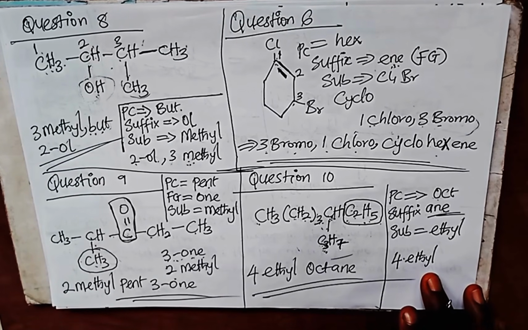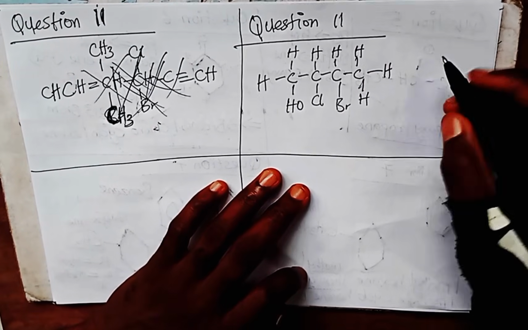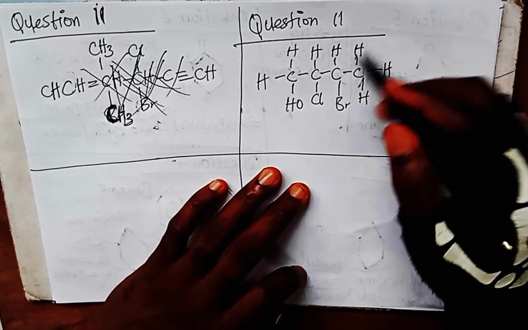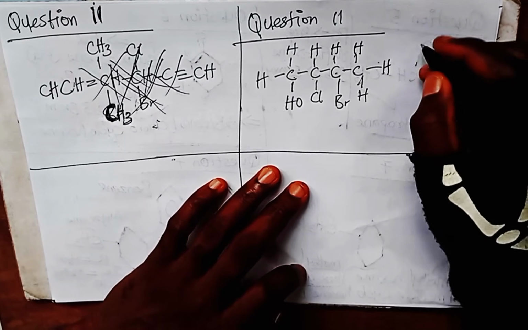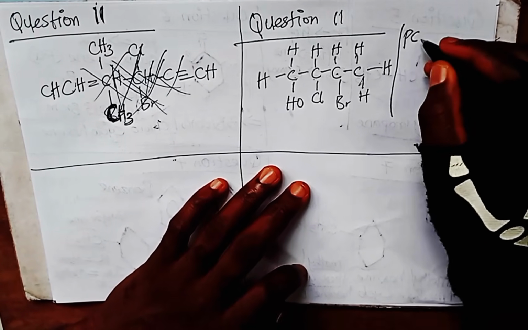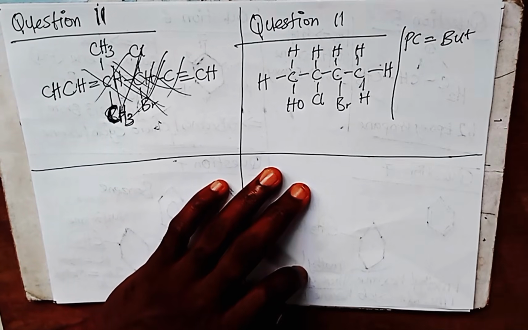I think we have about 3 more left. Question 11. They said we should name this compound. The first thing to do here is to count the longest continuous carbon to carbon chain. That's 1, 2, 3, 4. So the parent chain is 4, which is but.